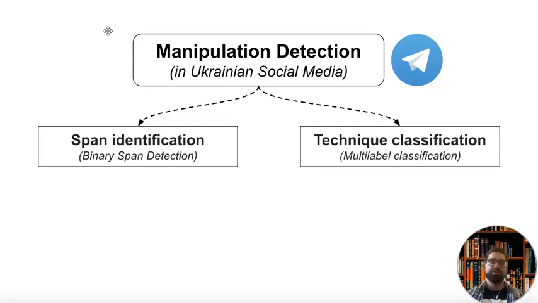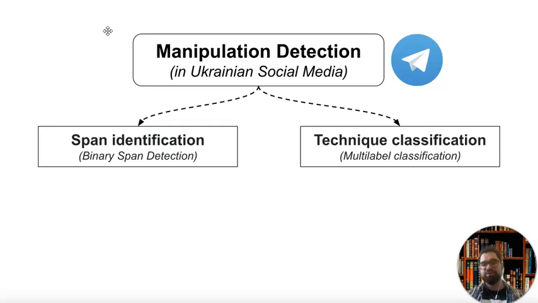Span identification is a binary span detection task, which basically addresses extracting subchunks or substrings from the text that contain manipulations in them, without specifying which manipulation they actually contain.